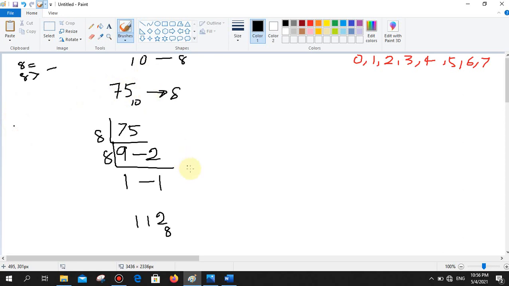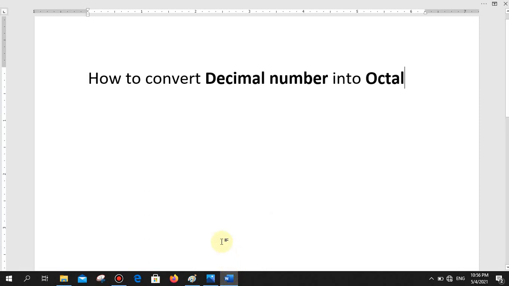Next we'll talk about how we can convert any octal number into decimal. Write this one in your book, how to convert an octal number into decimal.